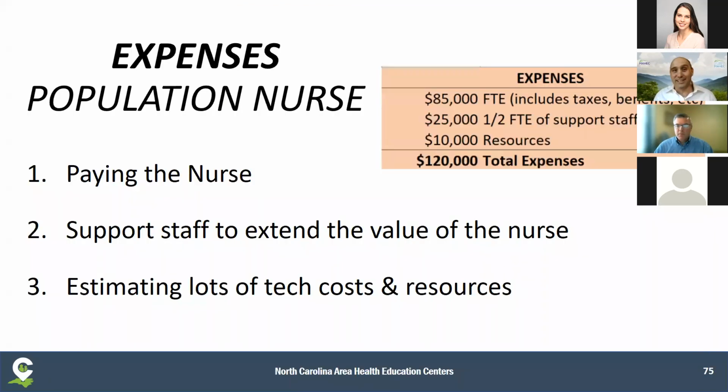So let's look at the expenses and see what the costs are. Right, I'm estimating that nurse to cost about 85 grand in total compensation. I'm throwing in another half-time equivalent of a support staff. Right, this is a community health worker half-time, or maybe a medical assistant. I want to support that nurse to make sure they can do their job effectively, and I want to extend the value of that license any chance I can. And more on expenses. This is kind of a new program. I'm just throwing in another 10 grand in resources. Right, they're going to need a lot of training, maybe some tech, and I'm just being conservative here because I don't want to go broke doing this program.